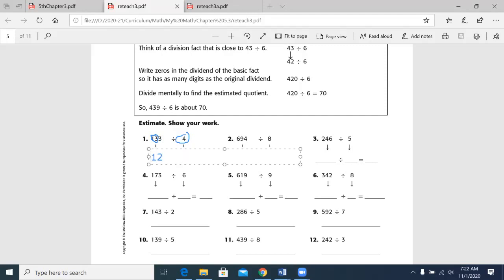And it is a 3-digit dividend, so I have to make sure I have 3 digits. So I have 120 divided by 4. How many times does 4 go into 12? If you said 3, you're correct. There's still 1 zero here, so I need to make sure that I have it there. And my quotient, or answer, is 30.